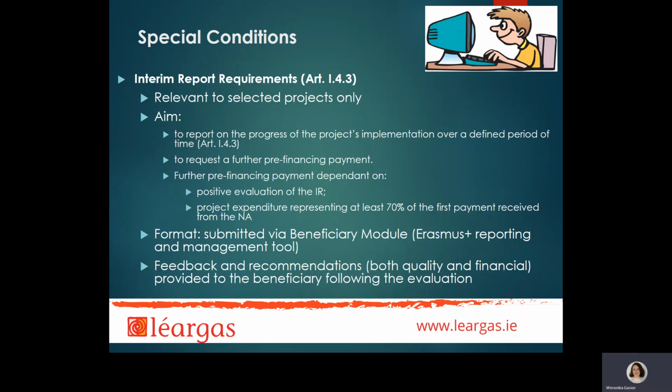In a situation when the interim report is due, but the beneficiary's expenditure is still below the 70% threshold, the interim report needs to be provided for evaluation purposes, and a further one will then be requested once the 70% threshold is met.